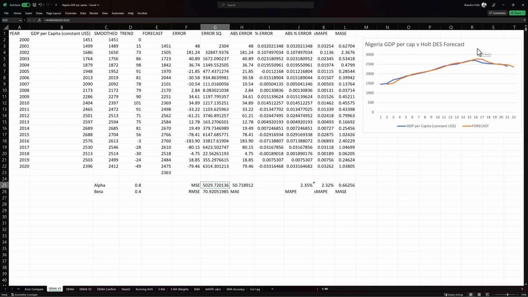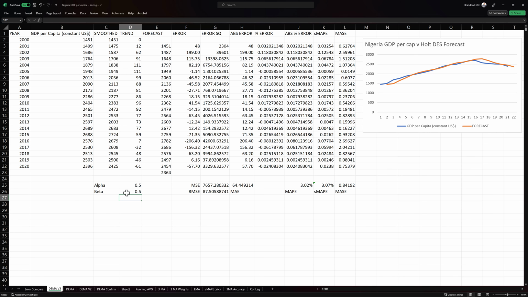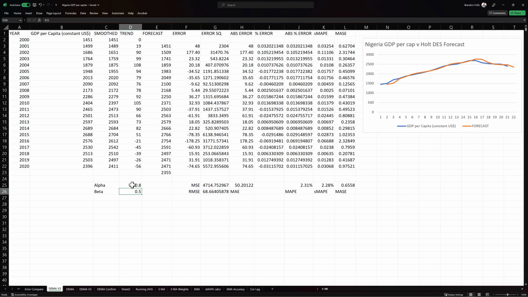So if I typed in 0.5 for alpha and 0.5 for beta, everything changes. It's all live, it's all connected. So we can see that if I change it to 0.5 and 0.5, the mean square error went up to 7657. If I put them back, it's 5029. It's much less. But we want that to be as small as possible.